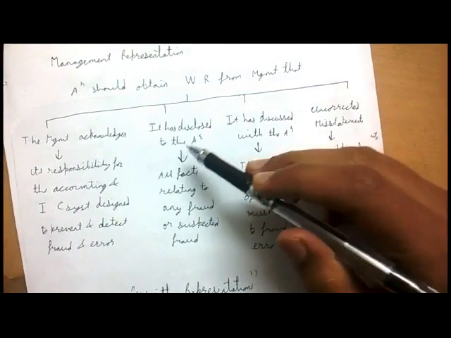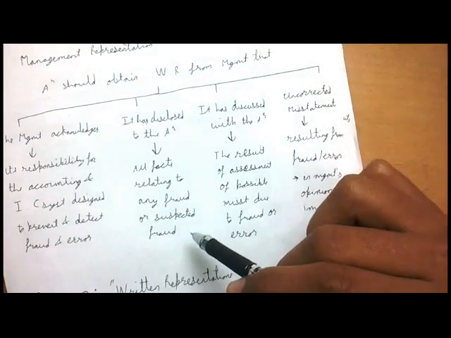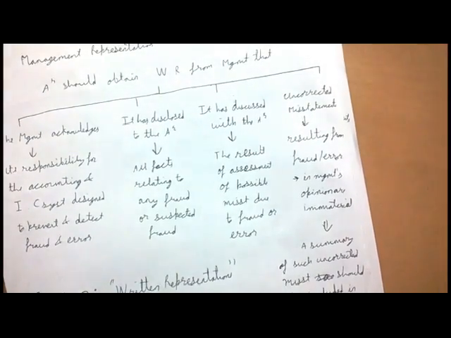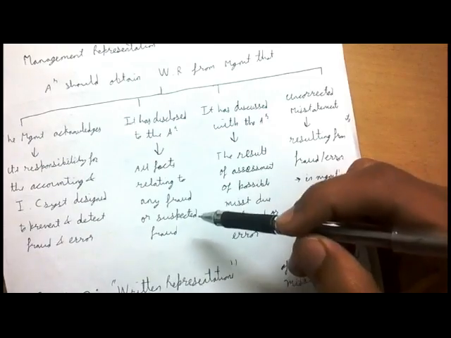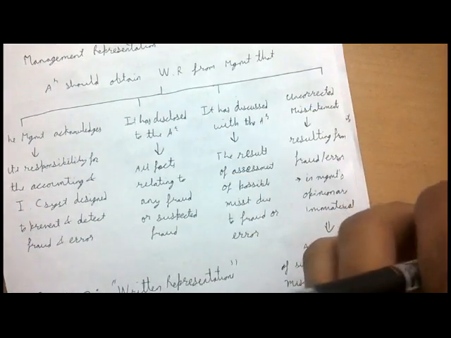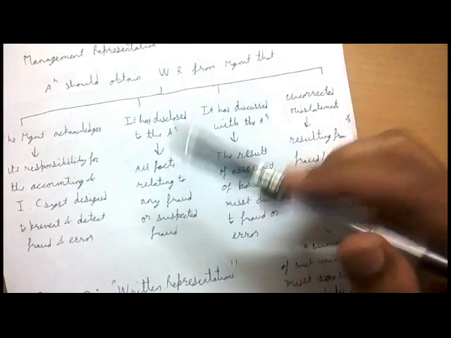The second thing, that the management would give it in writing that it has disclosed to the auditor all facts related to any fraud or suspected fraud. Any fraud which the management knew about, they have disclosed to the auditor. Or if they had any suspicion of fraud, or any indication of fraud, they have disclosed it to the auditor. So give it in writing.